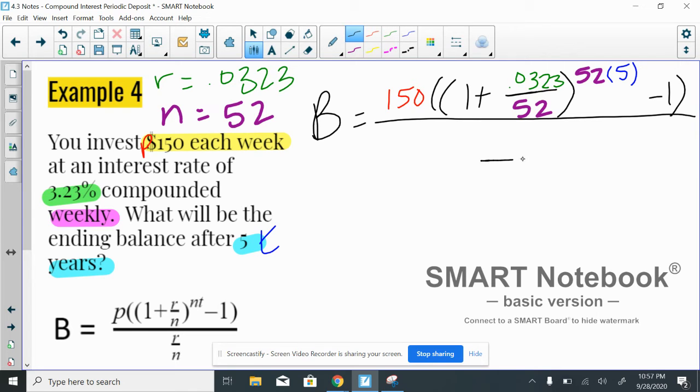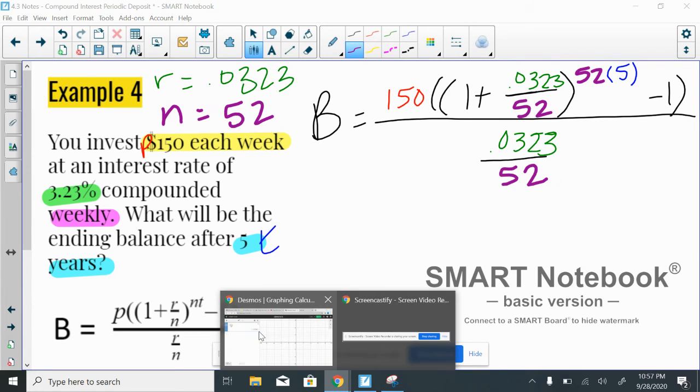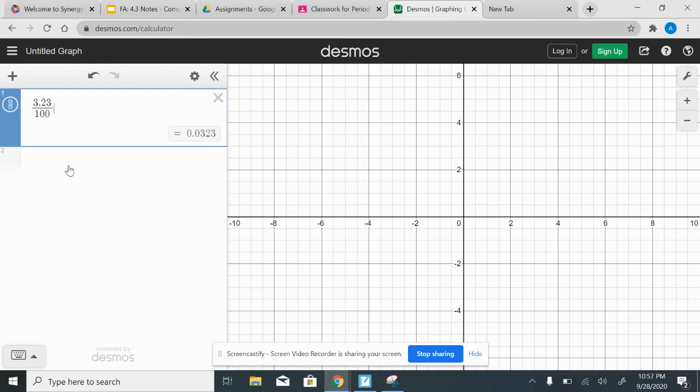The denominator for this one is going to look like R over N. So same fraction, 0.0323 divided by 52, okay? I'm going to go to Desmos and I'm going to type this in exactly like we set it up. If you guys are writing this down, that makes your life a lot easier.